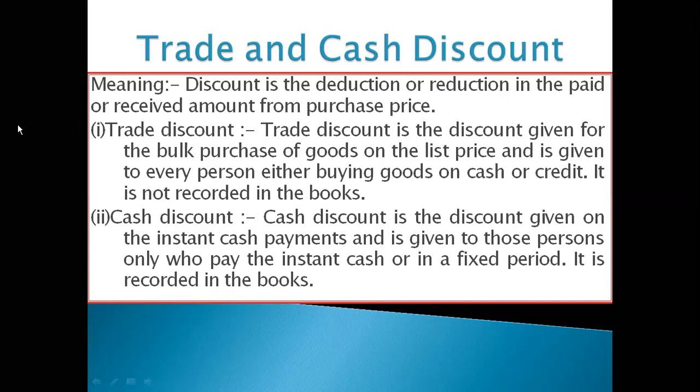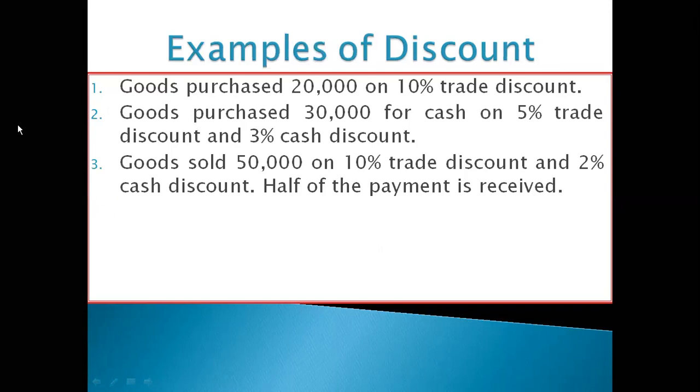Cash discount. Cash discount is a discount given on instant cash payment, or payment of the cash in a fixed period of time. It is recorded in the books because it is not given to each and every person. And the main motive of giving the cash discount is to receive immediate cash. So here are some examples of discount.